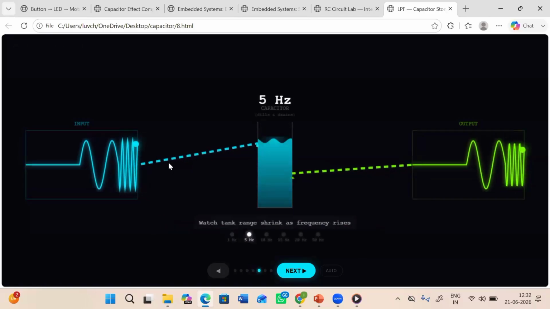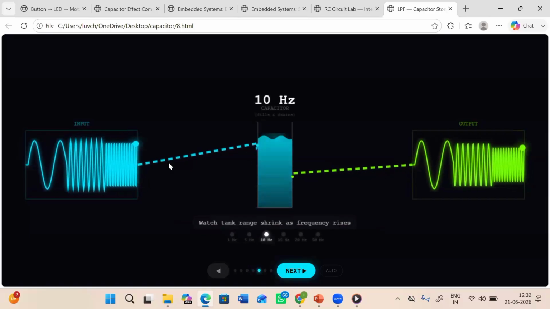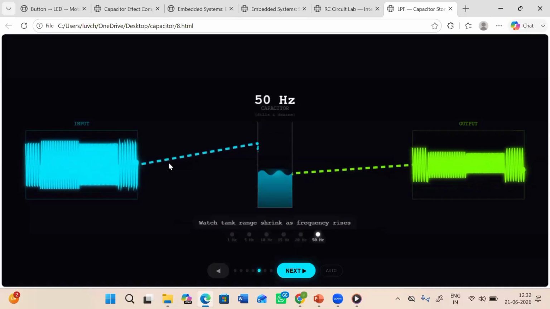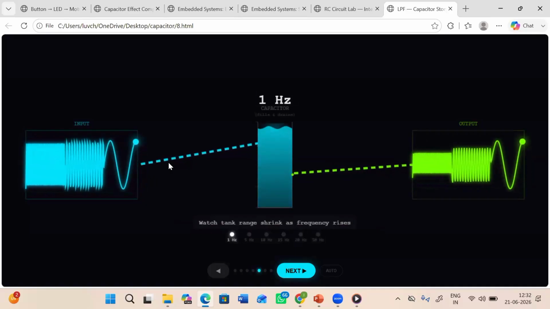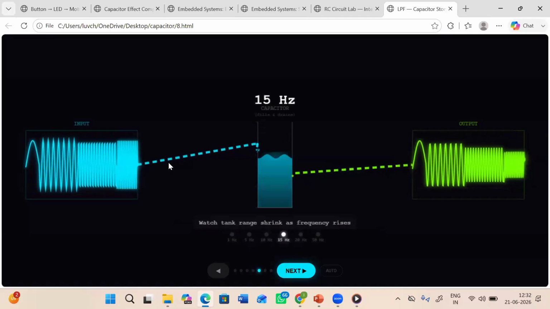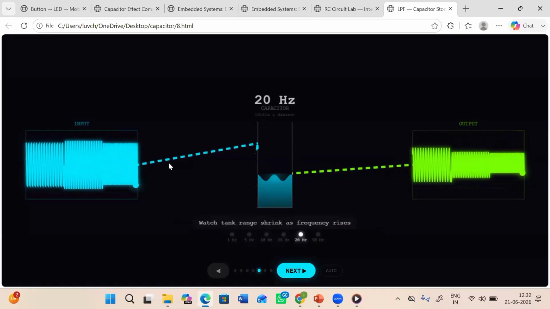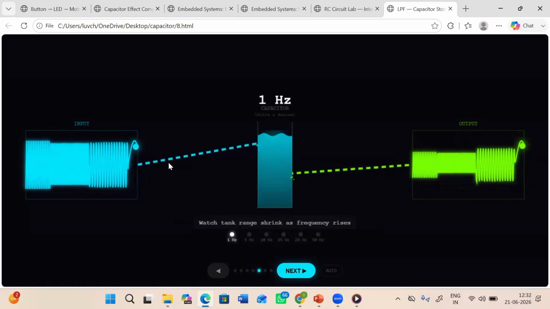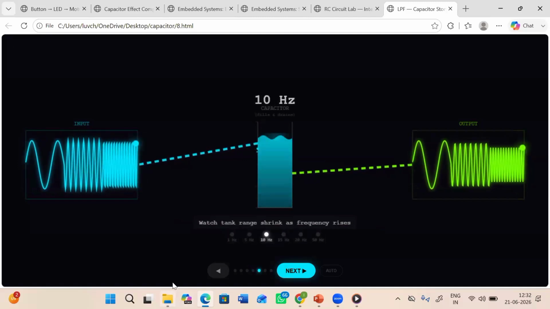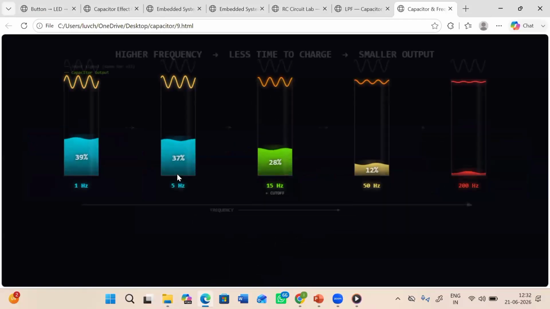Again I decrease. This is the concluding slide. You can see here. जैसे जैसे हमारी फ्रीक्वेंसी बढ़ रही है वैसे वैसे हमारा कैपेसिटर रिस्पॉन्स कर रहा है. अभी फ्रीक्वेंसी कम थी, अब ज्यादा हो गई, 10 हर्ट्ज, 15 और ज्यादा, 20. So signal output is correctly responding to it. This is the beauty of capacitor. Now I show you in the final screen.